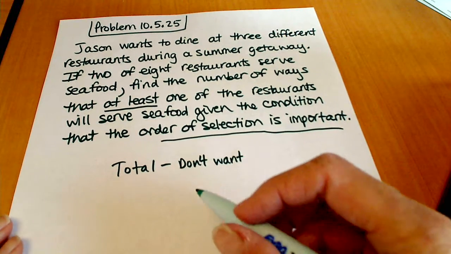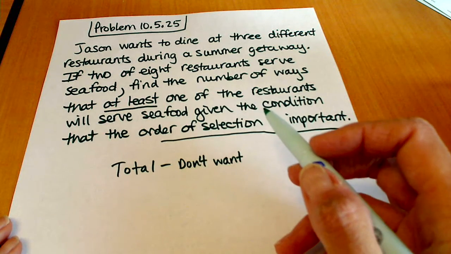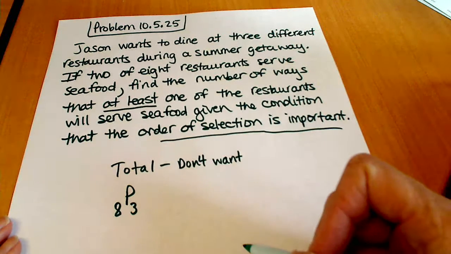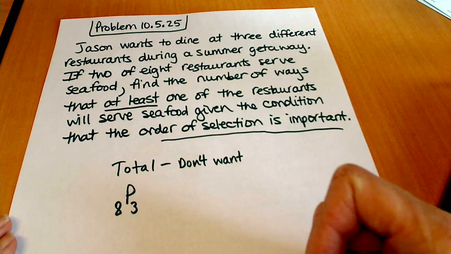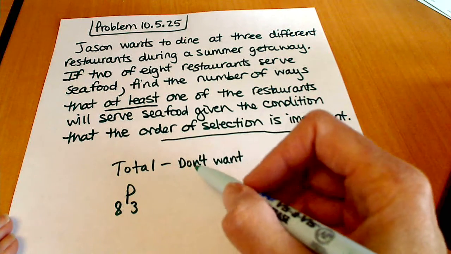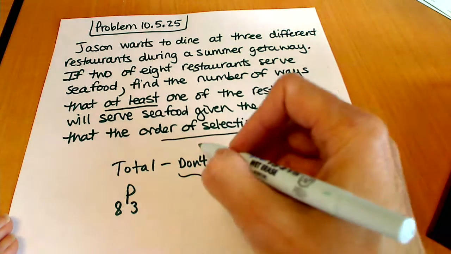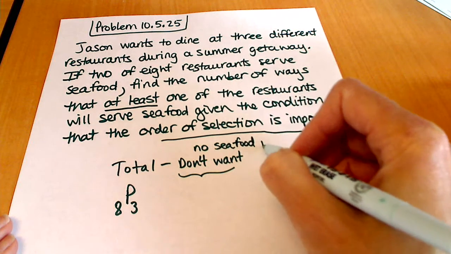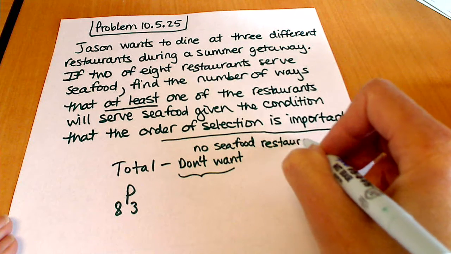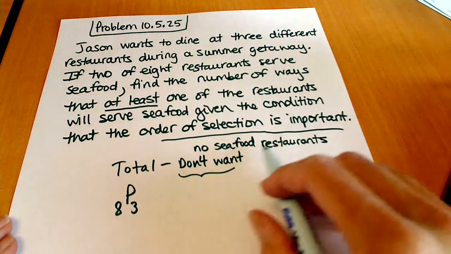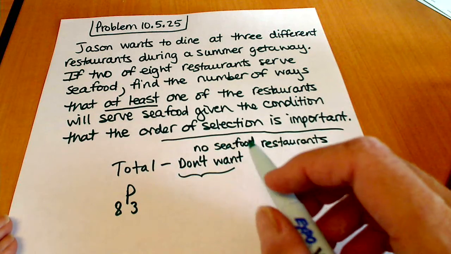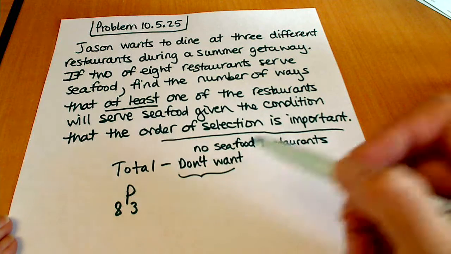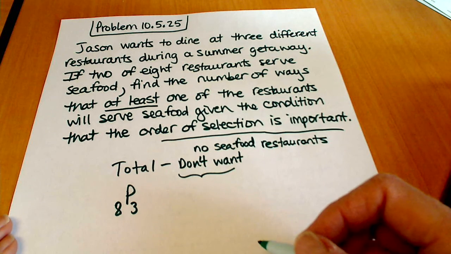So the total number of ways that he could choose 3 restaurants out of 8, if the order is important, is a permutation of 8 things taken 3 at a time. Now, the situation that we don't want is the situation of no seafood restaurants. So if we calculate the no seafood restaurants and subtract that from the total, what will be left is the situation where he's dining at some of the seafood restaurants.